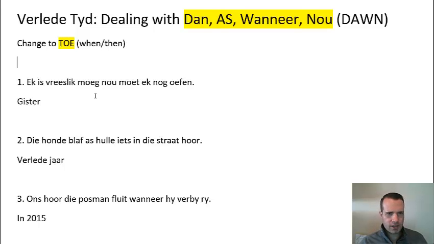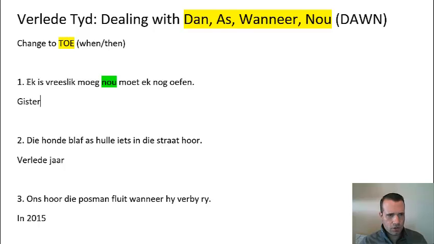Our first sentence: Ek is vreeslik moeg, nou moet ek nog oefen. Now first of all, you want to spot that nou. If you miss it, you're going to be in trouble. You're going to struggle to get this thing right. So you have to spot it. It's easy to miss. The others as well, especially as, is quite easy to miss. So let's have a look.